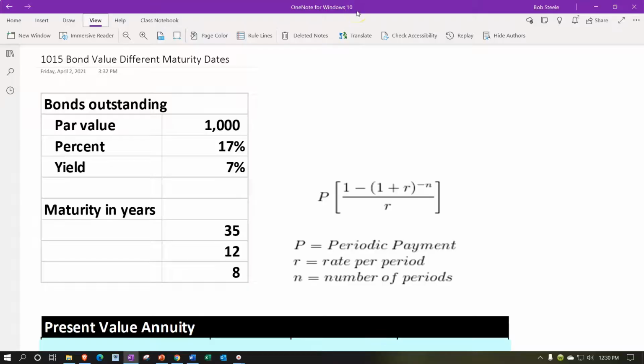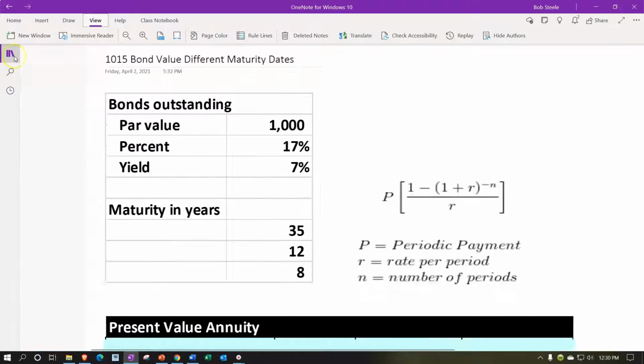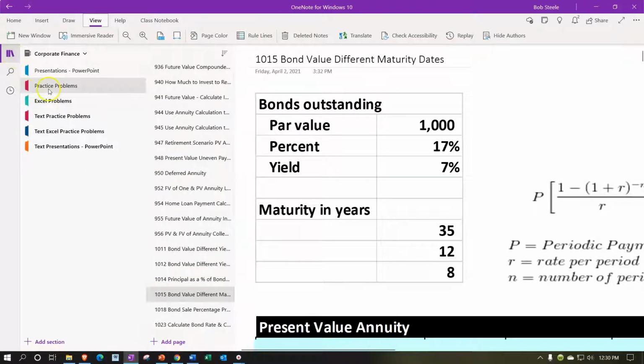Here we are in OneNote. If you have access to OneNote and would like to follow along, you're not required to, but if you would like to, we're going to be in the icon on the left-hand side. We're in the practice problems, then down here in the 1015 bond value different maturity dates tab.